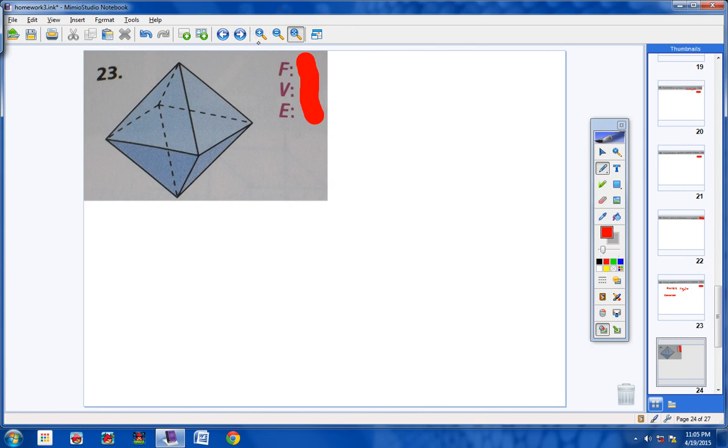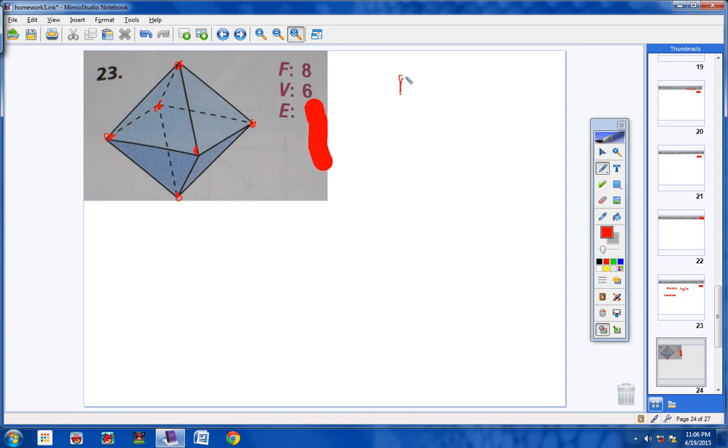Okay, 23 through 26, we're going to find the number of faces, vertices, and edges. Let's start off with faces first. We have 1, 2, 3, 4 faces up top. Now, don't count this middle section. That's not a face. That's on the inside. Then we have 4 more faces down here. 1, 2, 3, 4. So we have 4 plus 4, 8 faces. Now vertices. We have 1, 2, 3, 4, 5, 6. So we have 6 vertices.